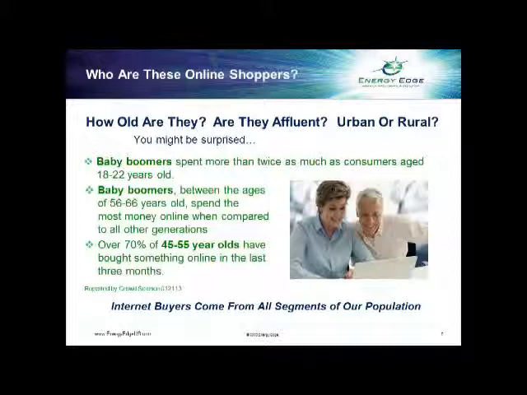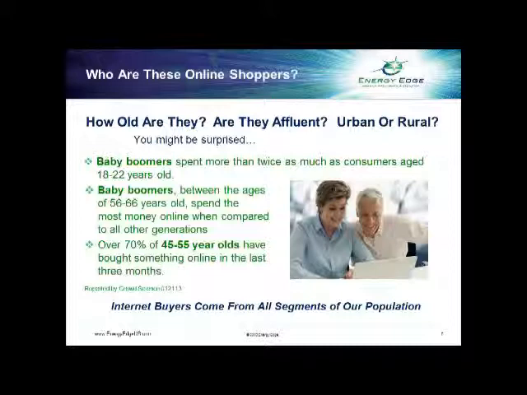The second point here is that baby boomers between the ages of 56 and 66 years old spend more money online when compared to all other generations. So they're the highest spenders online. And then finally, 70% of 45 to 55-year-olds have bought something online in the last 3 months alone. So they're spending more online, and they're buying more frequently online.